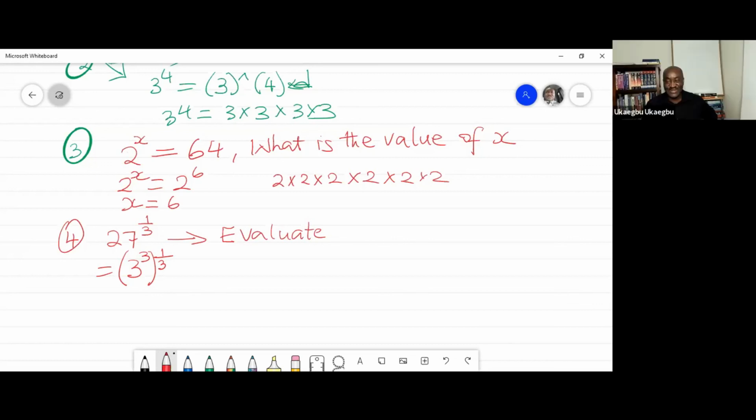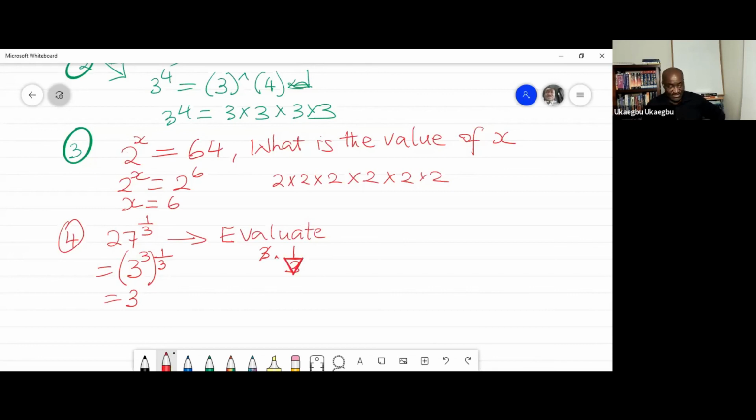Okay, you don't need to put it in the calculator now. You can just say, let me expand this side. This means 3 multiplied by 1 over 3. So 3 cancels 3, and you're left with 1. So it's actually 3. You are correct.